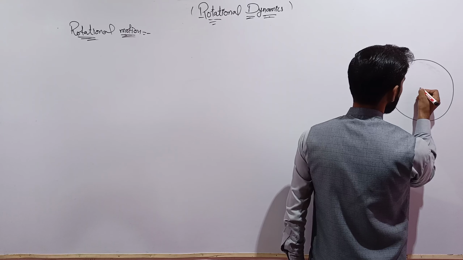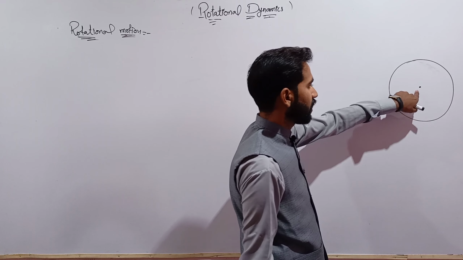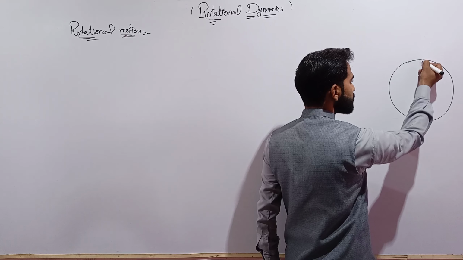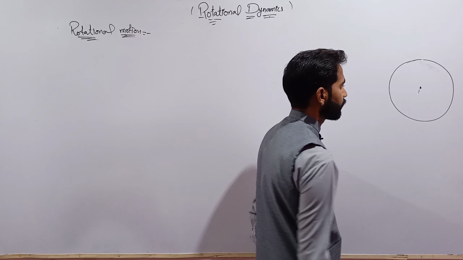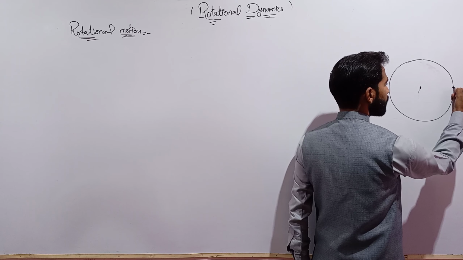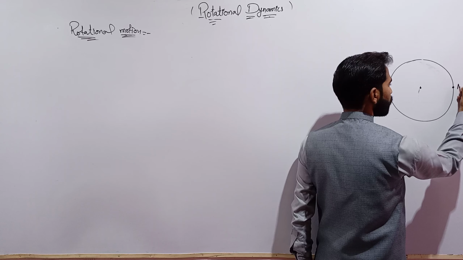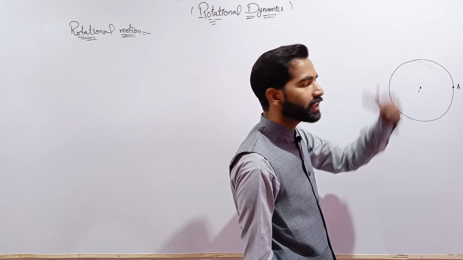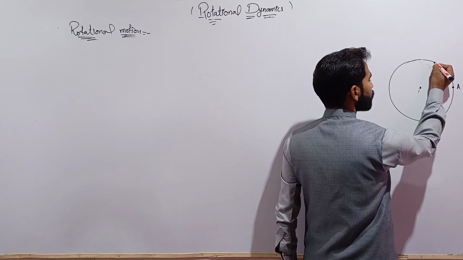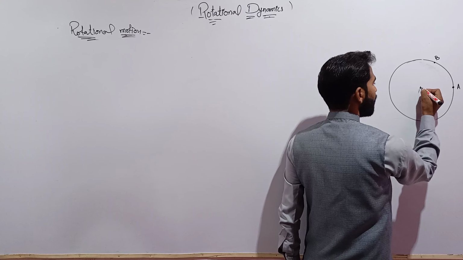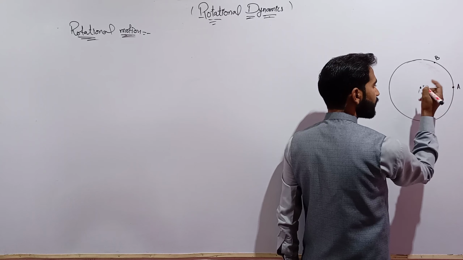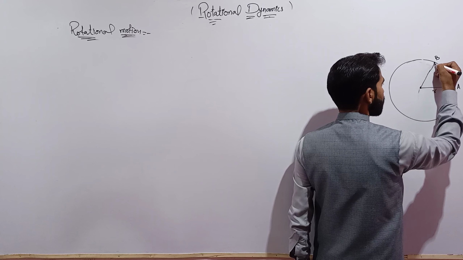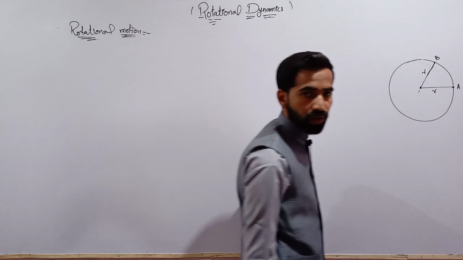Let's suppose this point is the center of a circle, and this point is known as the axis of rotation. Let's suppose a particle is at point A, starting from point A to move to reach another point B. Let's suppose the distance from point A to the center of the circle is R, and from point B to the center of the circle is also R.